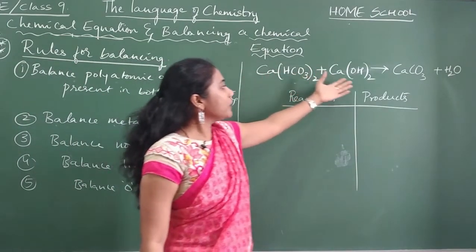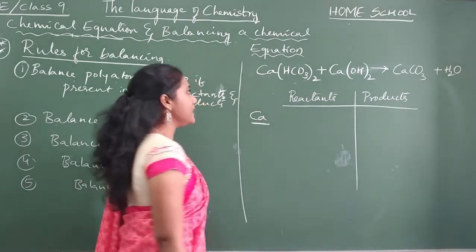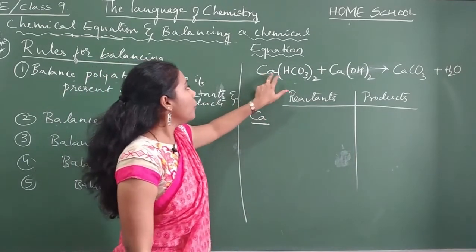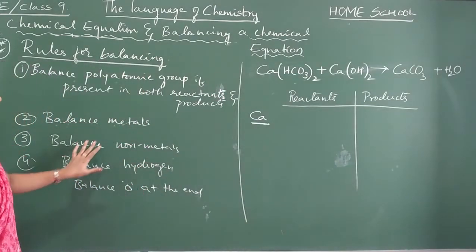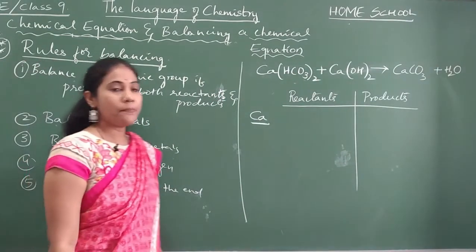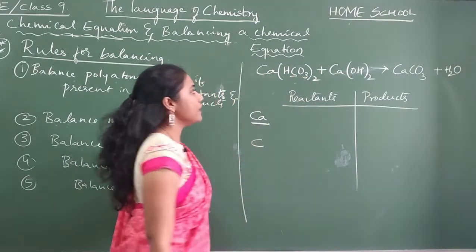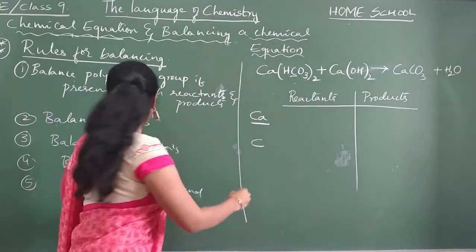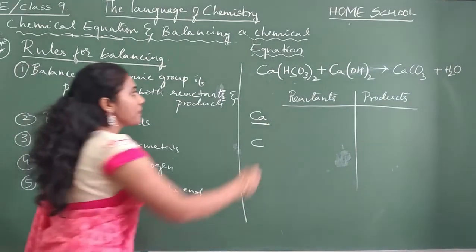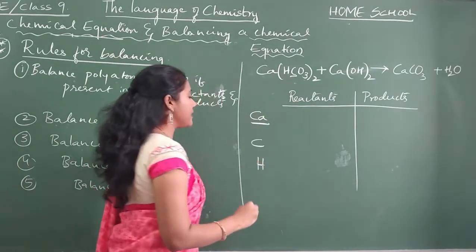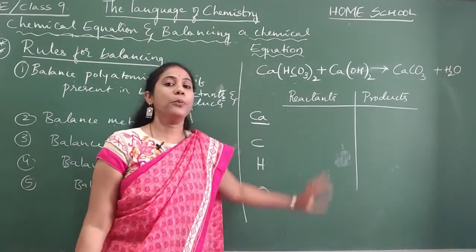Among the reaction, which is a metal, guys? Calcium is a metal. First you have to balance calcium. Only one metal is there, that is calcium. Next, after balancing metals, what do you have to balance? Non-metals. Which is a non-metal here? Carbon is a non-metal. After balancing non-metals, what do you have to balance? Thirdly, you have to balance hydrogen, and lastly, you have to balance oxygen. Follow this order and try to balance now.